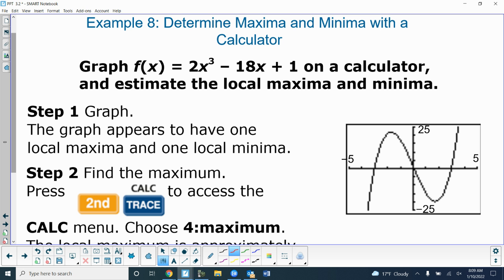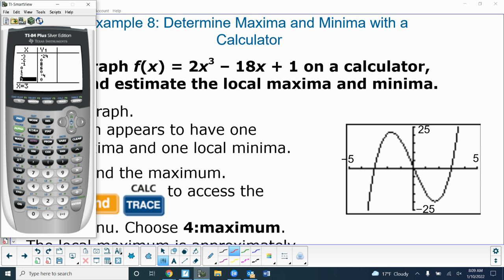So here's one. I'll put that in my calculator. We need 2x to the third minus 18x plus 1. You have to get rid of that 6. Hit graph. All right, so that one went out of sight. They changed this picture, they changed the y max to 25 and the y min to -5. And they went by 5s.